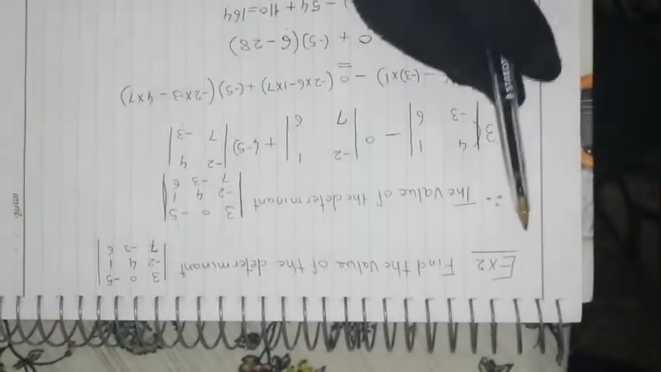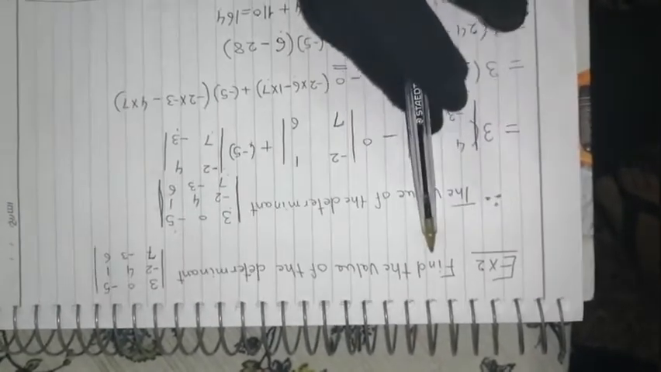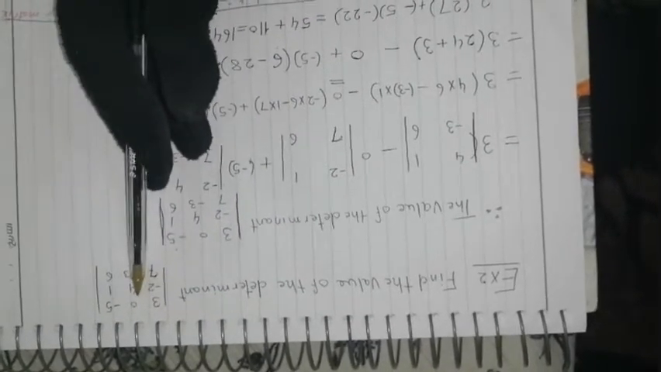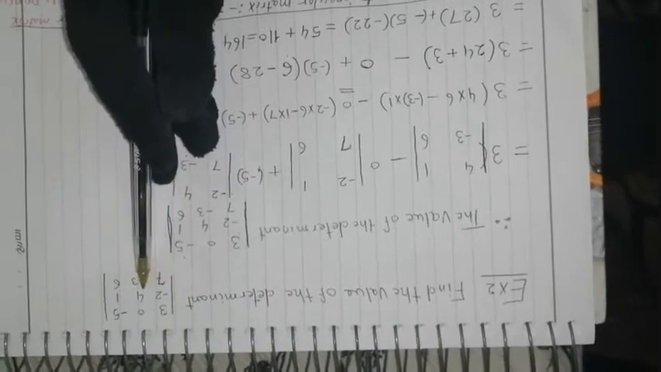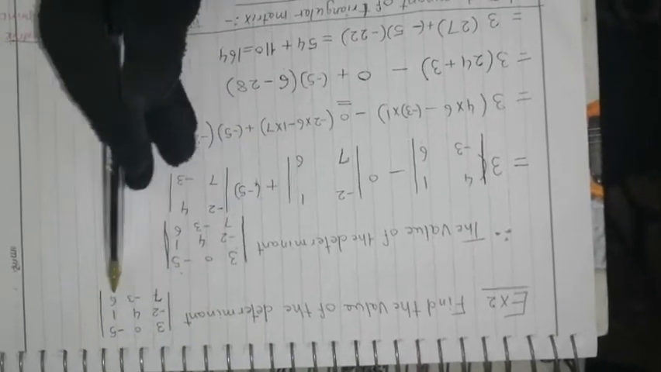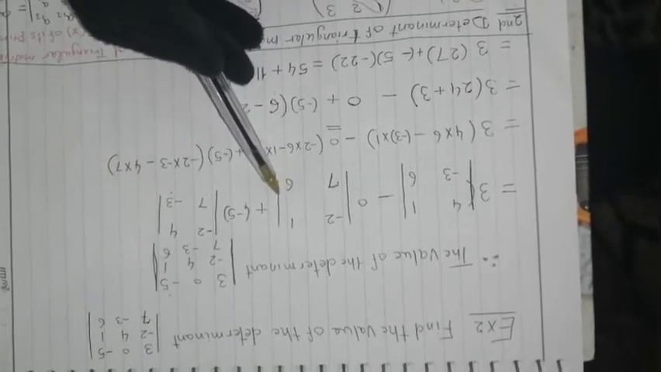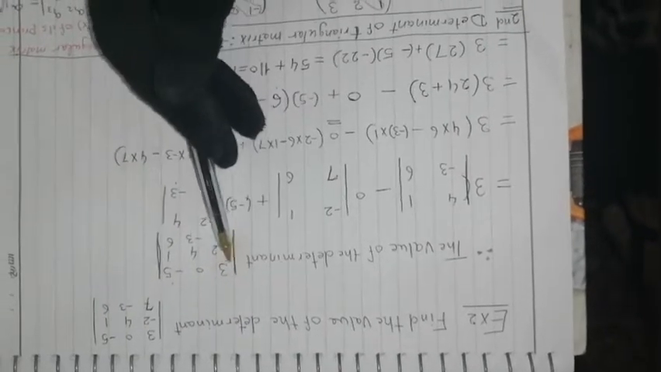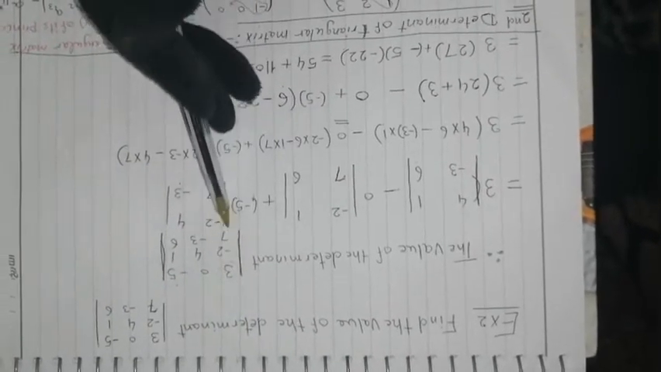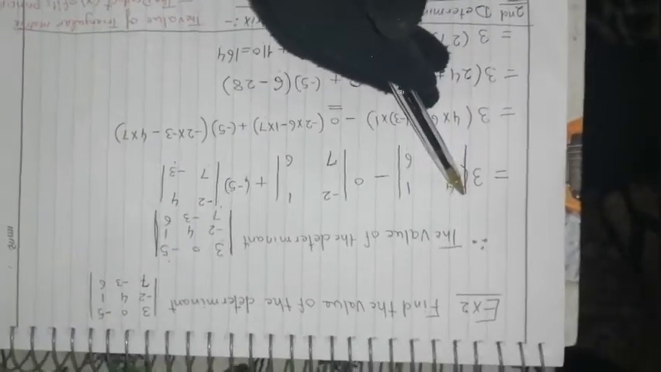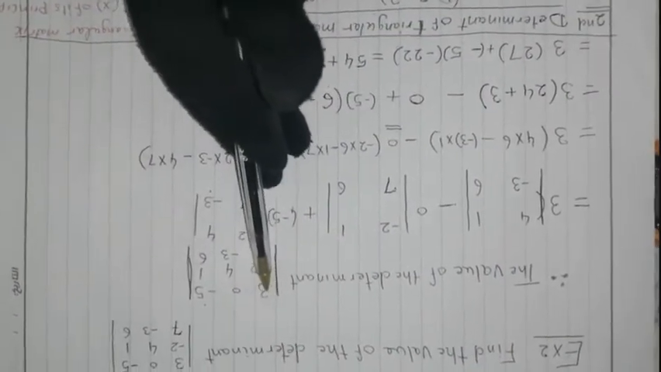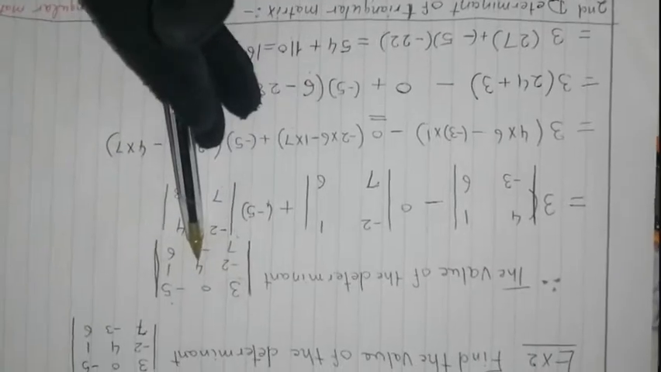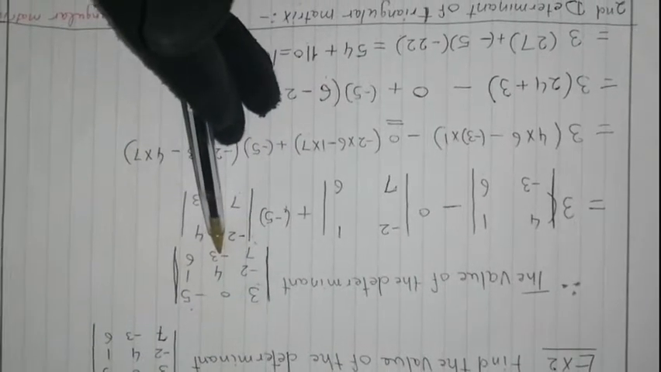Another example, example 2. Find the value of the determinant 3, 0, -5, -2, 4, 1, 7, -3, 6. Equals what? We take the first element in the first row and first column, 3 times a minor determinant. We cancel the first row and first column. Minor determinant 4, 1, -3, 6.